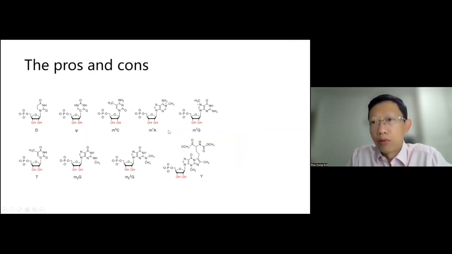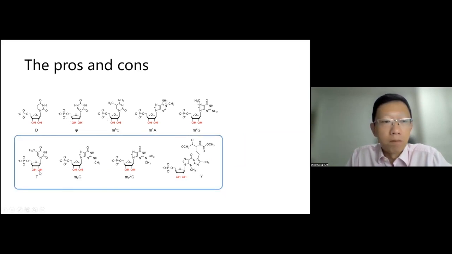So here are the pros and cons. Well, I think the biggest con is that it's still not yet ready to do RNA sequencing, but the pro is that it has a very high resolution. Here, there are some samples. We know they are detectable, but we don't know which one is which because we don't have the standard to test with.